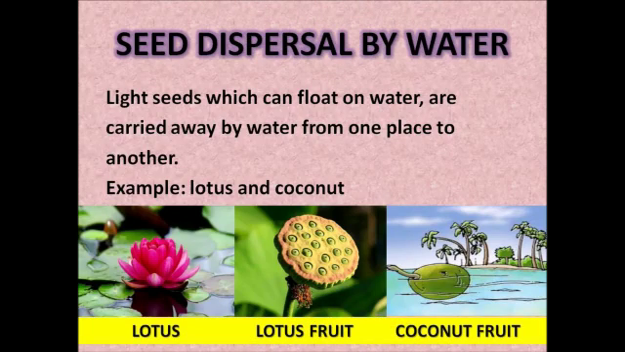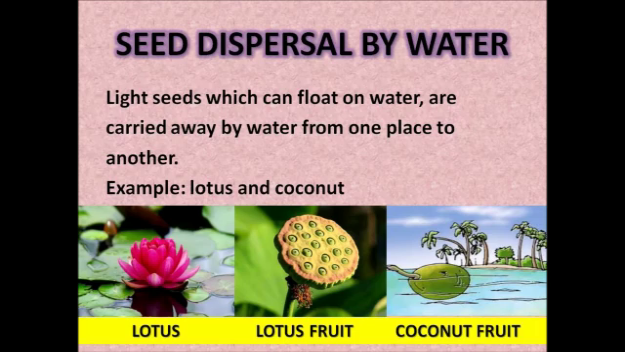Next is seed dispersal by water. Students, you must have seen a lotus and you must have seen a lotus fruit also. Some of you must have seen, some of you must not have seen. So the lotus fruit has a spongy part and the coconut has a thick fiber coat which make them very light, and enable them to float on water. They can easily float on water.